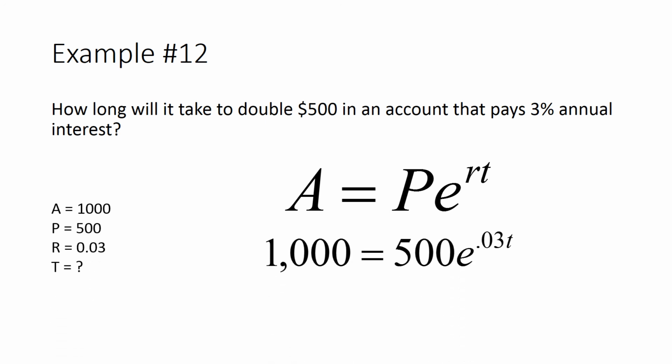So I set it up. Now what you can do is simply guess and check. Take values of t to get that 1,000. And we find that it takes approximately 23 years. There's another way of doing that I will show you tomorrow.